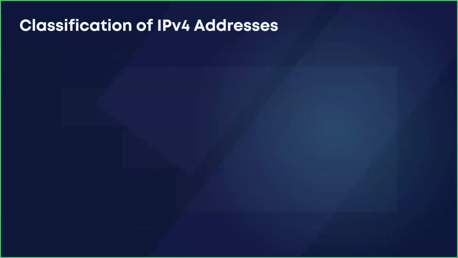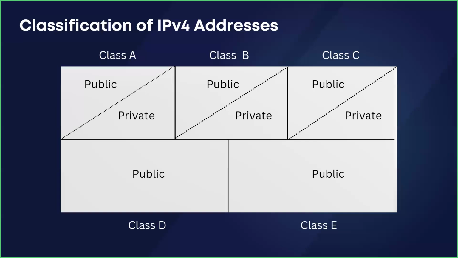Okay, so there's something called classes: class A, B, C, D, and E. And again, in each class, you have two subcategories: public and private IPs. So class A has public and private. Class B has public and private. Class C also has public and private. Class D and Class E don't have any private IPs in them. All of them are public IPs itself. Okay. But what are these public and private IPs? What are these classes? So let's talk about that now.